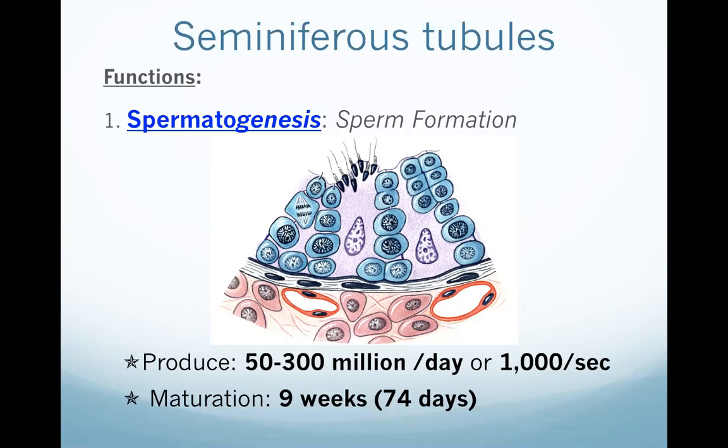The maturation time can be upwards of 70 some days. So it's going to be quite some time that they're going to be resident within the reproductive system of the male. But the production rate is super fast.